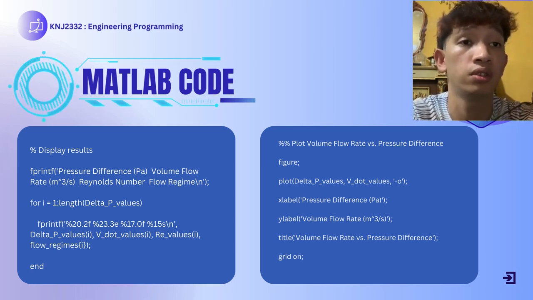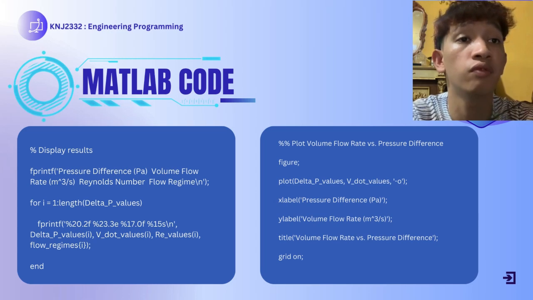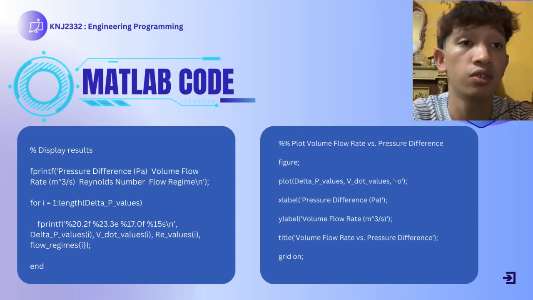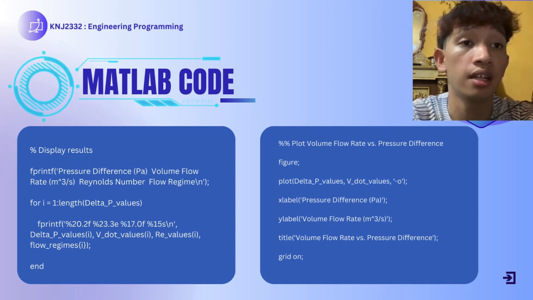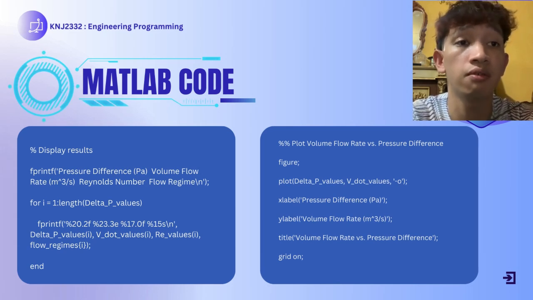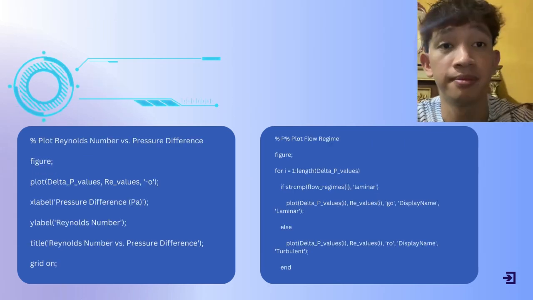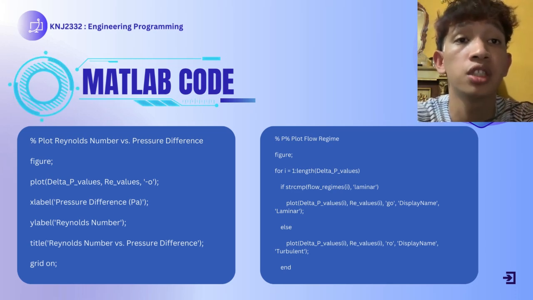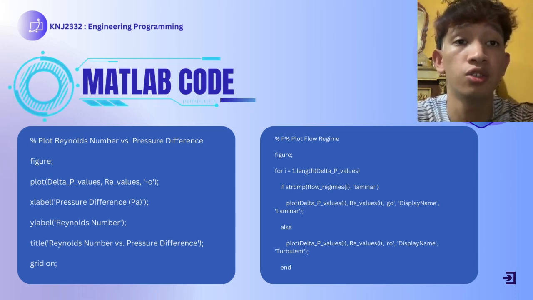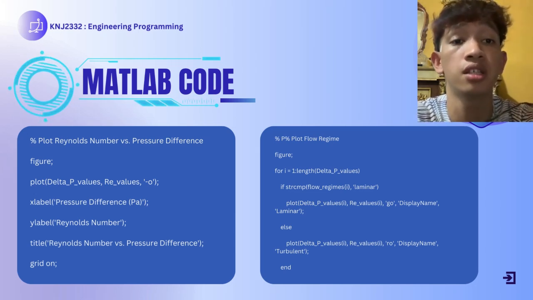And then for the graph, I plot the volume flow rate versus pressure difference. For the x label, I use pressure difference in Pascal, and for the y label, I use volume flow rate. The title is volume flow rate versus pressure difference. Then I plot the graph of Reynolds number versus pressure difference. For the x label, I use pressure difference in Pascal, for the y label, I use Reynolds number, and the title is Reynolds number versus pressure difference.